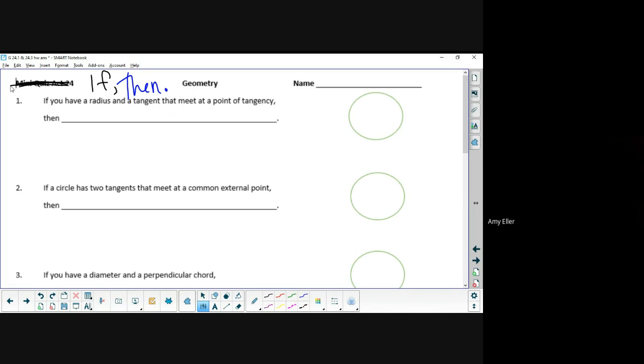So what we're going to do on this paper and for part of your quiz Friday is we're going to write the if, and we're going to draw the if in pencil. Then we're going to draw the then and write the then in pen. Let's get started. Number one, with your pencil, if you have a radius, draw a radius in your picture. There are an infinite number of radii. That's a radius. That's a radius. Pick your favorite radius and draw one radius in your picture.